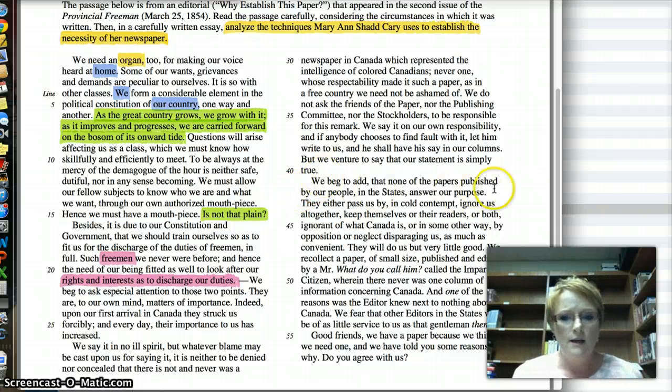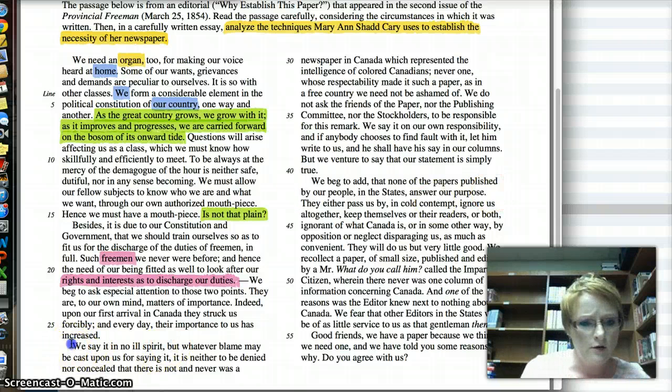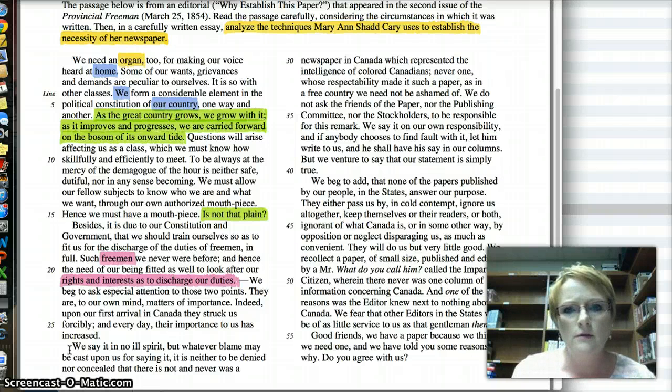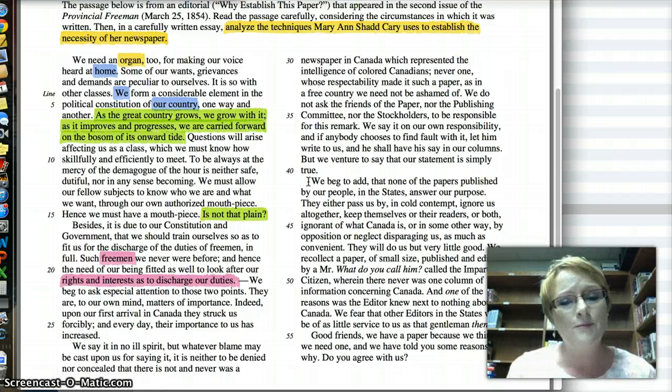Okay, so I need to stop here because in this paragraph, she says that in Canada, there's never been a newspaper that represented the intelligence of colored Canadians. She said it's just a fact. And then in this paragraph, she begins to say that not only has a newspaper like the one that she has created here, the Provincial Freeman, never existed in Canada, it's never existed in the States.